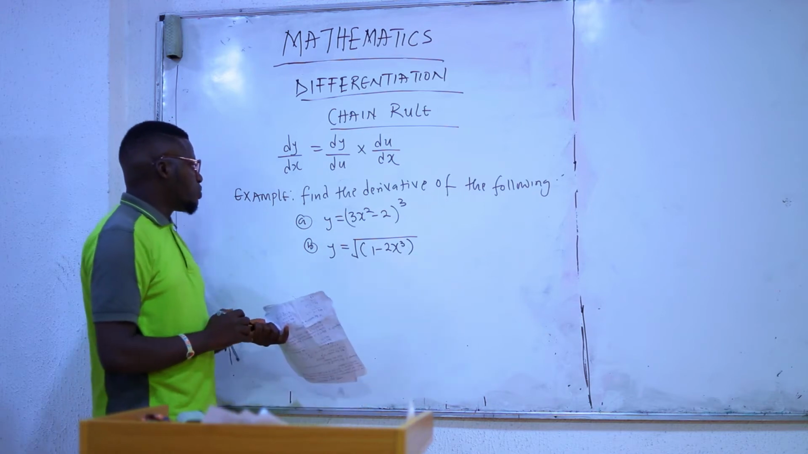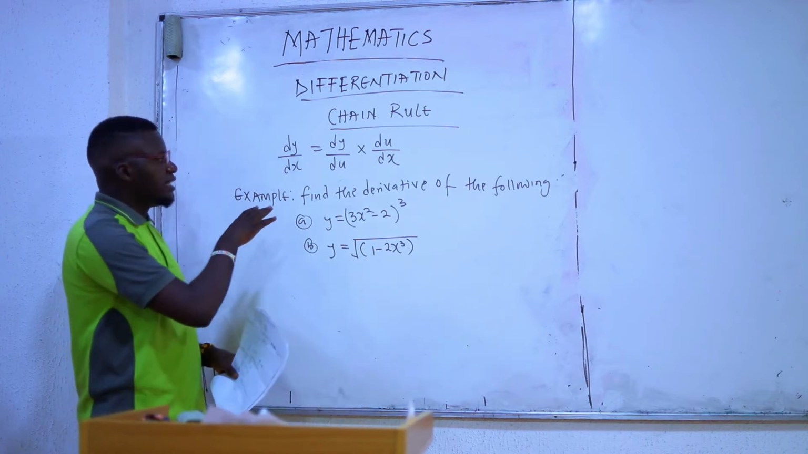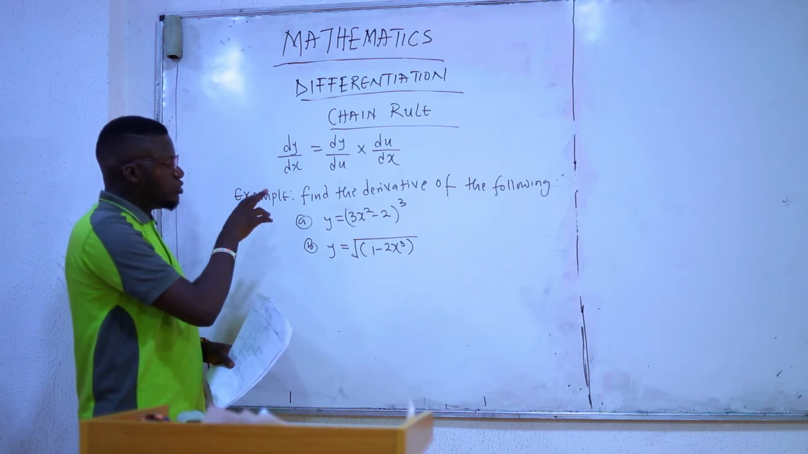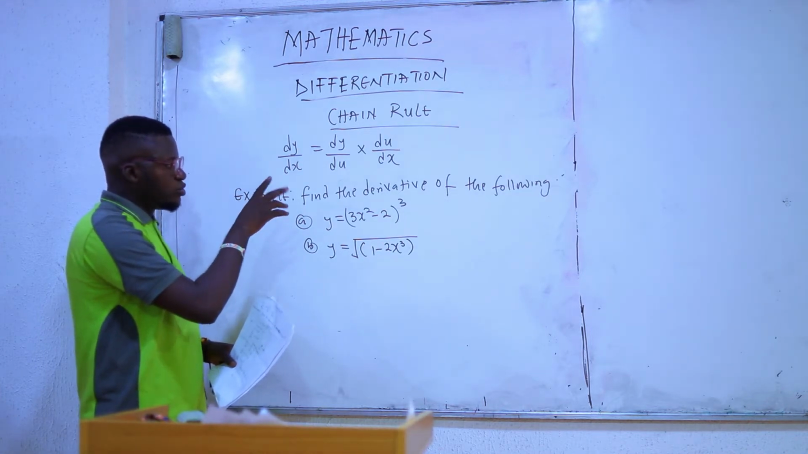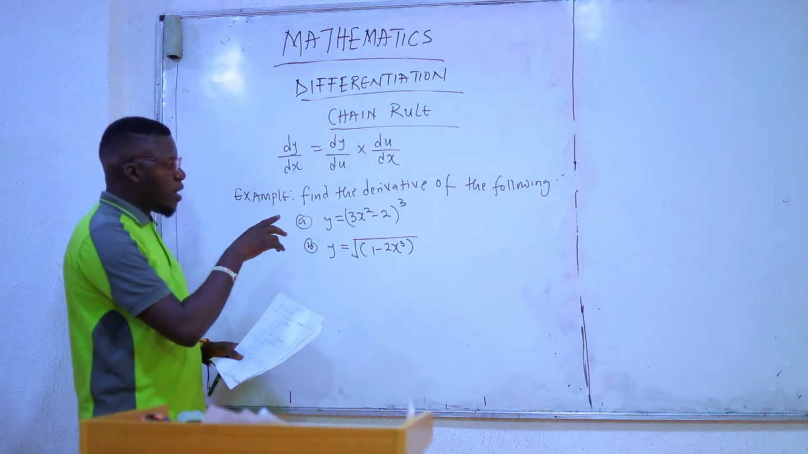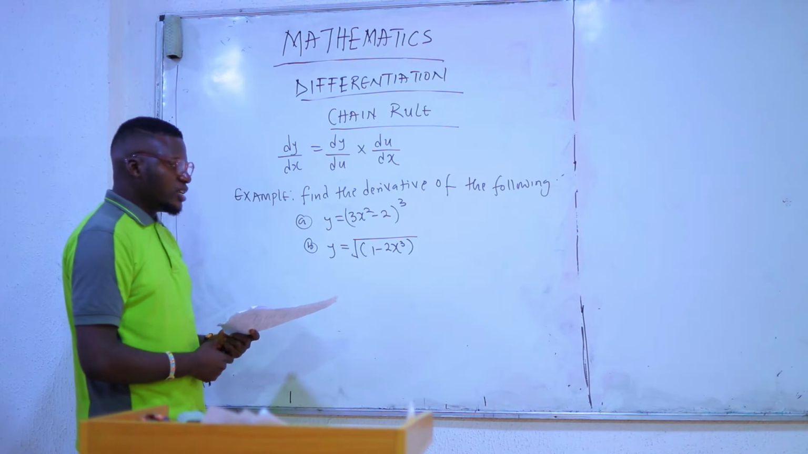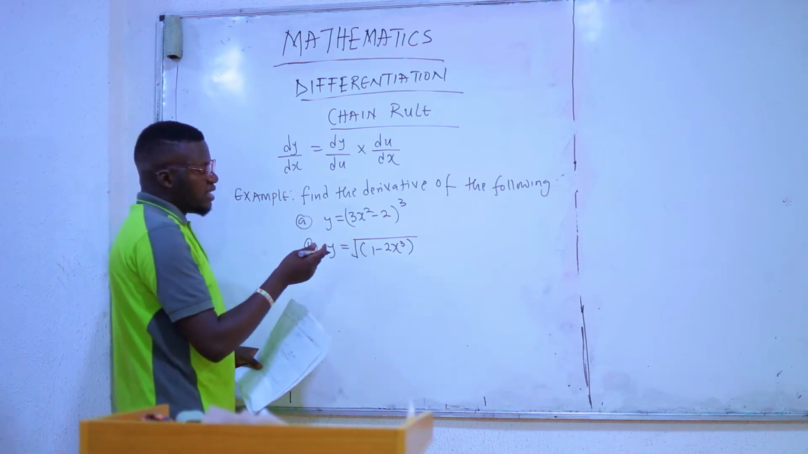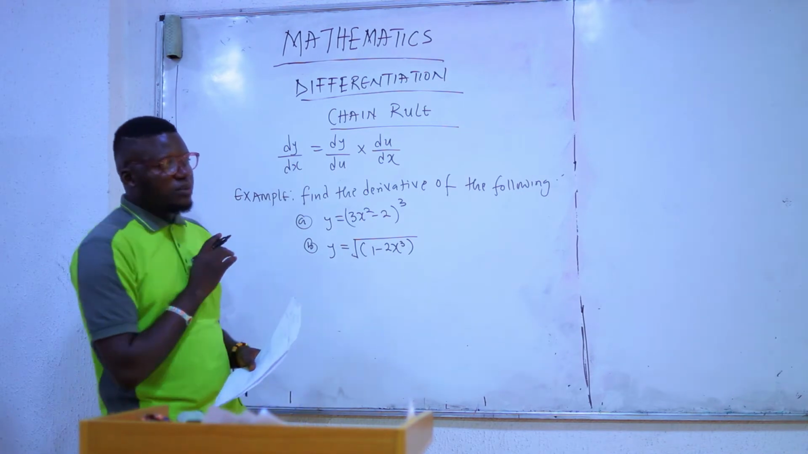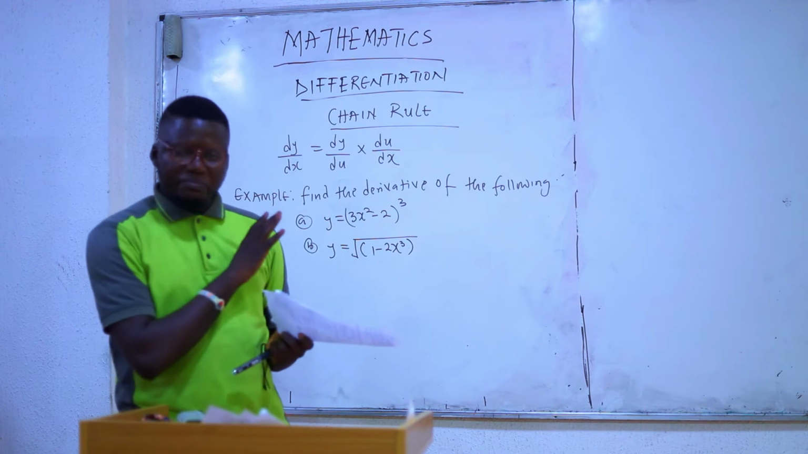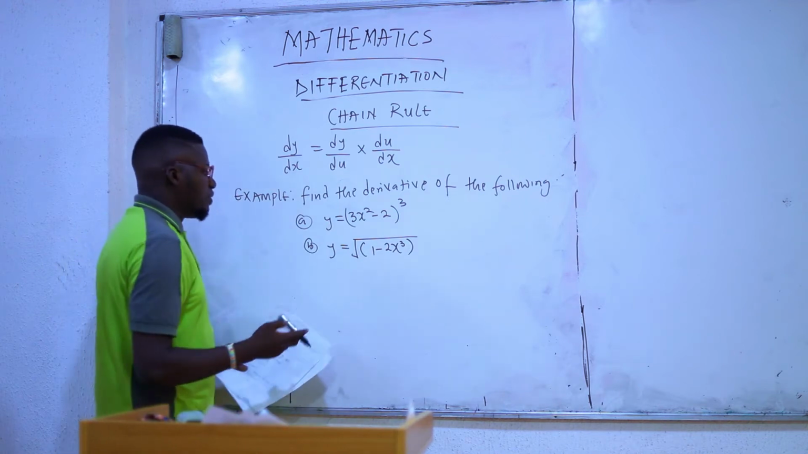Now, I have this question on the board. It says I should find the derivative of the following, which is a, y is equal to (3x squared minus 2), all in bracket, raised to power 3. Then b, I have y is equal to square root of (1 minus 2x) raised to power 3. Differentiation that comes like this, I will only solve using chain rule. That's the best method to solve this kind of question. So, solution.